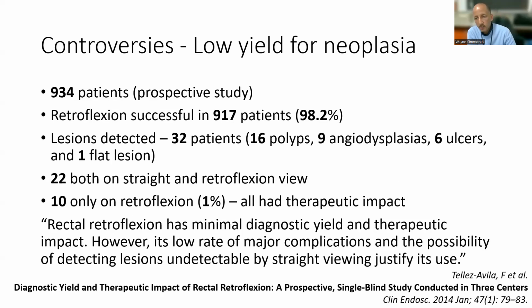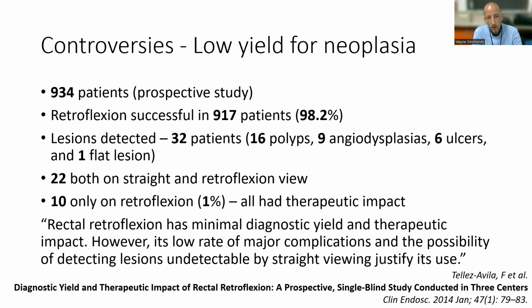Later, in 2014, Teles Avila and his colleagues looked at the diagnostic yield and therapeutic impact of rectal retroflexion again. This was a prospective study on 934 patients. They were able to do retroflexion successfully in 917 of them. They detected 32 patients with lesions. 22 of those 32 were found on both front viewing and retroflexion, and 10 of them were only found on retroflexion.